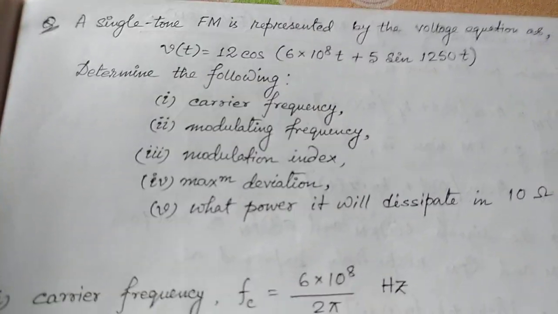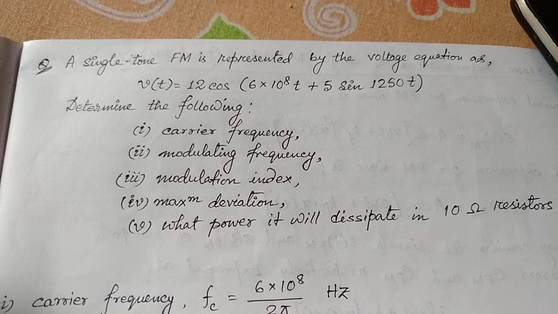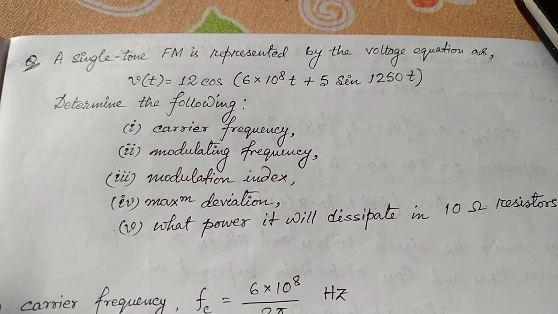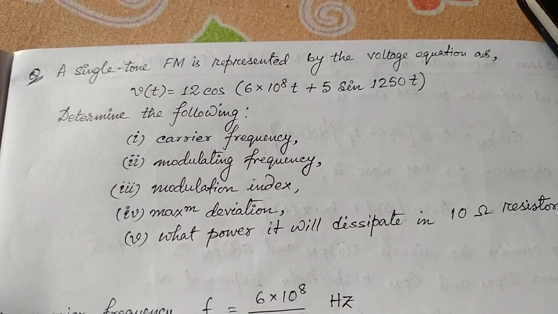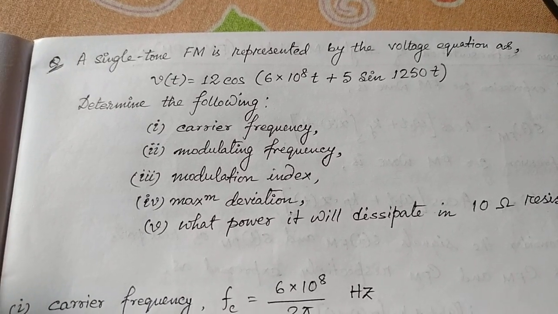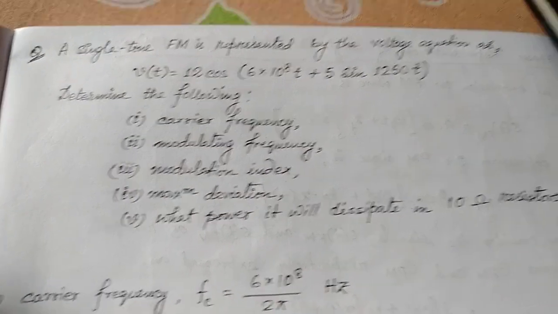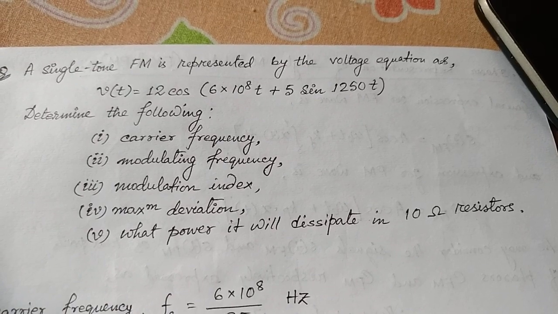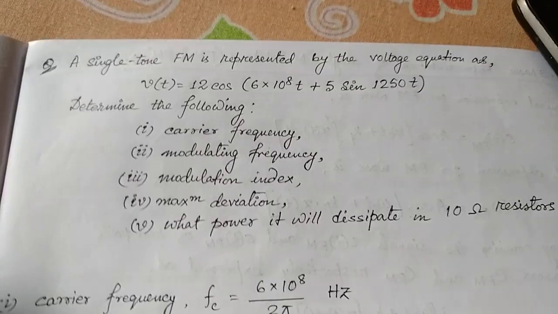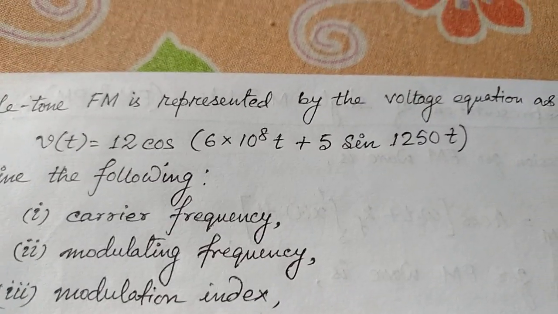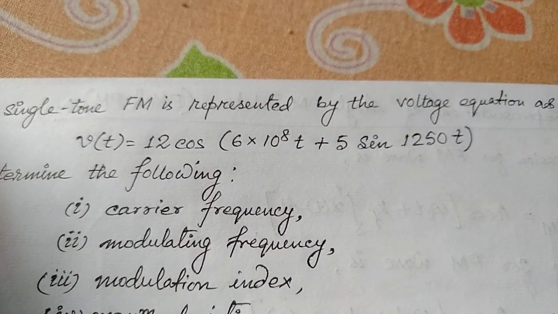Now let's see a numerical problem. The single tone FM is represented by the equation v(t) equals 12 cos(6 × 10^8 t plus 5 sin 1250 t). You have to determine the carrier frequency, message signal frequency, modulation index, maximum deviation and the power dissipated in a 10 ohm resistor. So what is the carrier frequency? It is obviously this one. This is ωc t. ωc equals 6 × 10^8.